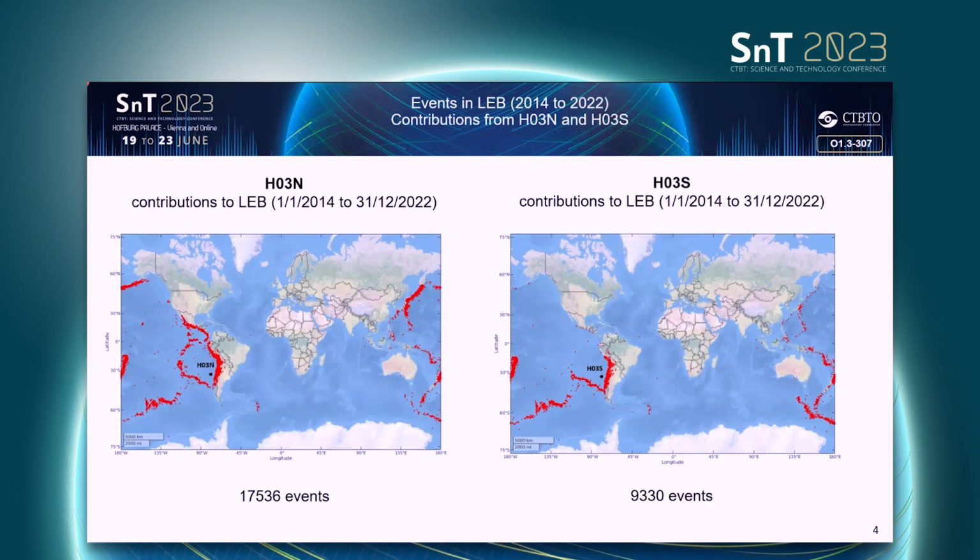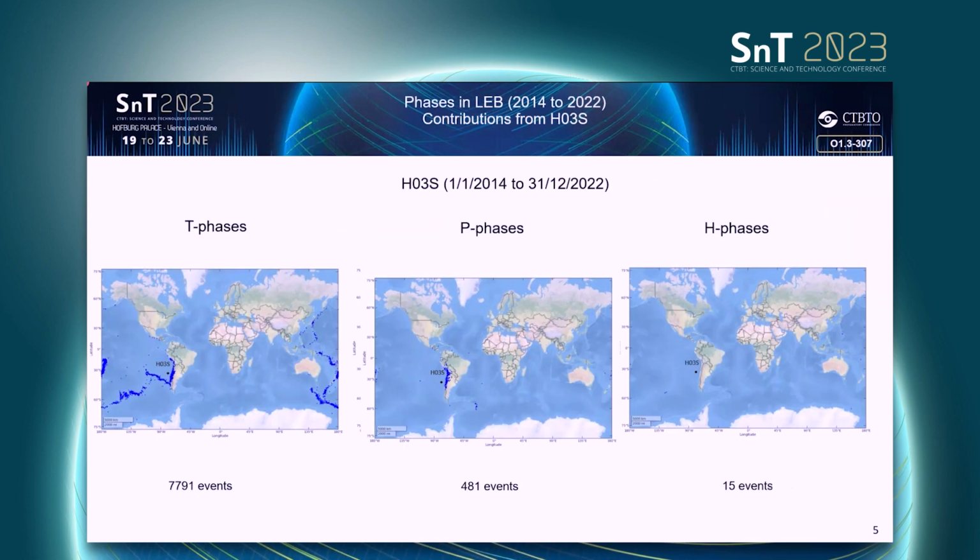Before, these were our events built with all of the IMS networks: seismometers, the infrasound network, and the hydroacoustic network. Now I'm showing only the contributions from the HO3 station, from the north and the south array. You can see that most of the contributions are coming from the Pacific Ocean and around the Ring of Fire. Here is a more detailed analysis of the type of phases that these stations are contributing. You can see that most are T phases.